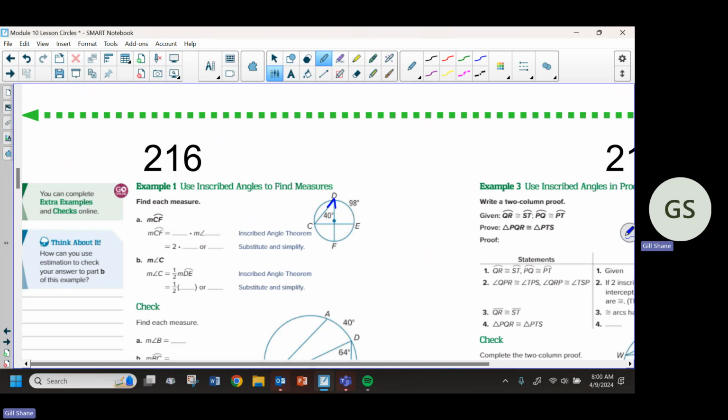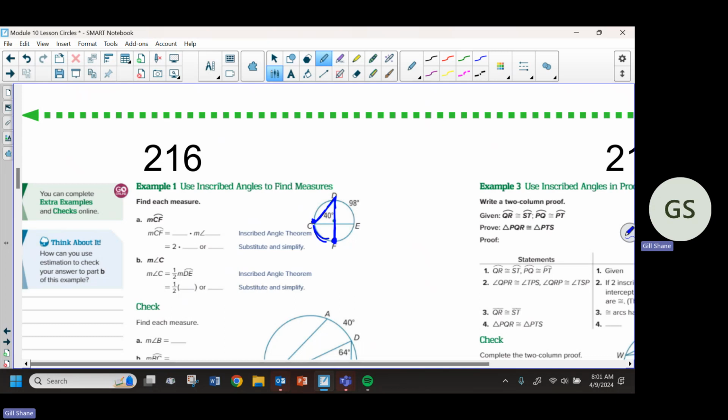What did we just learn about an arc? The arc associated with that inscribed angle is the arc that has the endpoints at the end of that angle. So arc CF is the one associated with angle D. You just take the angle, you go all the way out to the circle, and that's the arc. So arc CF. That's the arc down there. And what did we learn about the arc associated with an inscribed angle? What's the theorem? The arc is twice the angle.